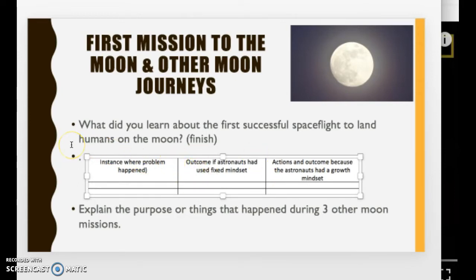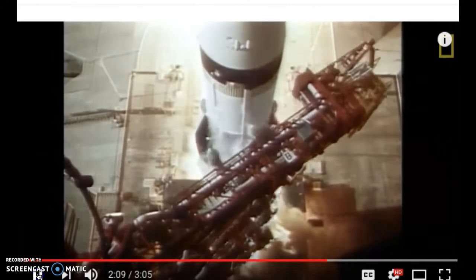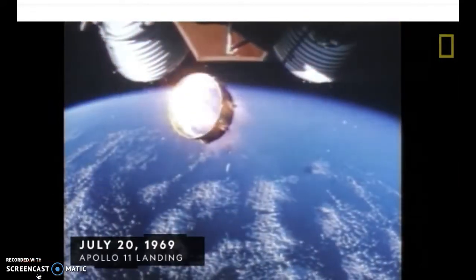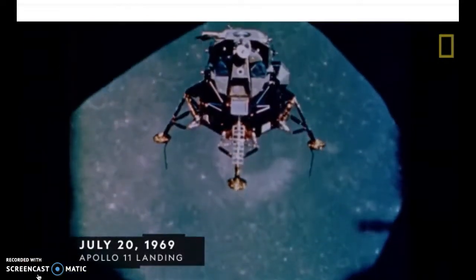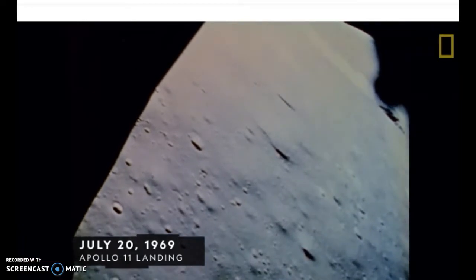All right, let's first talk about the very first mission that made it to the moon. You might have recalled this from our homework the other night. But on July 20th, 1969, humans were able to close that distance with the American spaceflight mission Apollo 11.